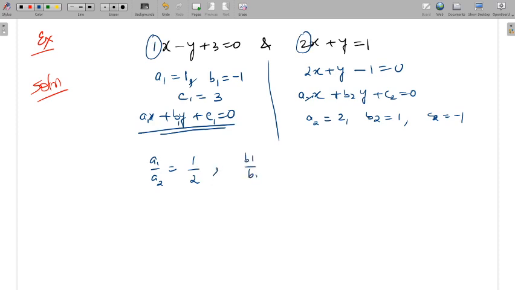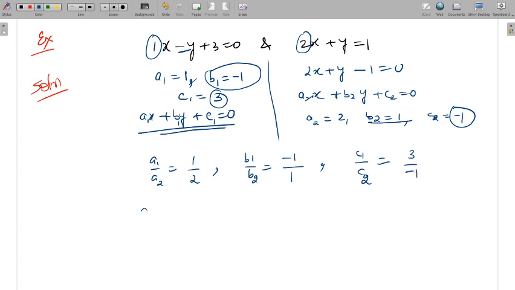Check b1 upon b2. b1 is minus 1, and b2 here is plus 1. And then look at c1 upon c2, which is plus 3 upon minus 1.